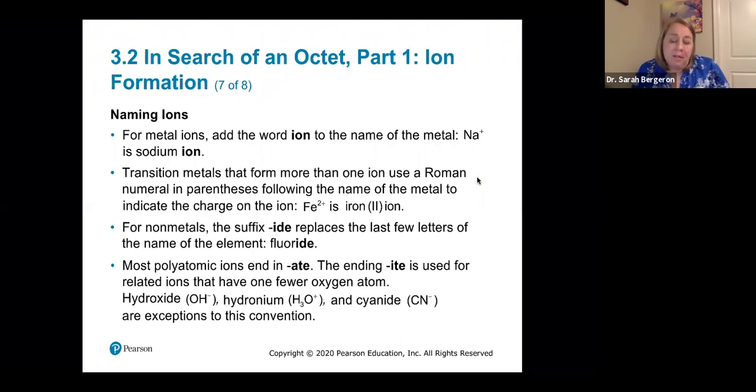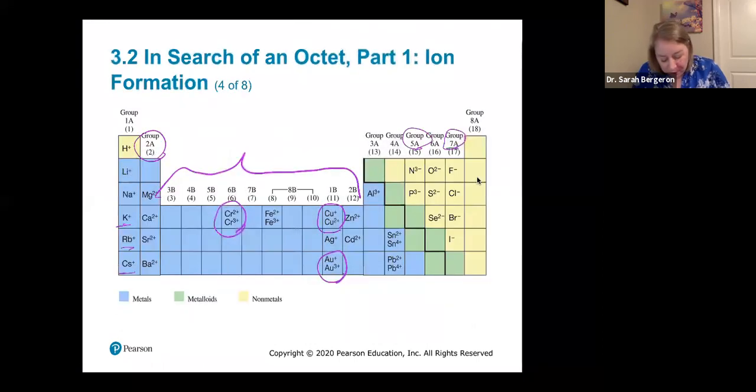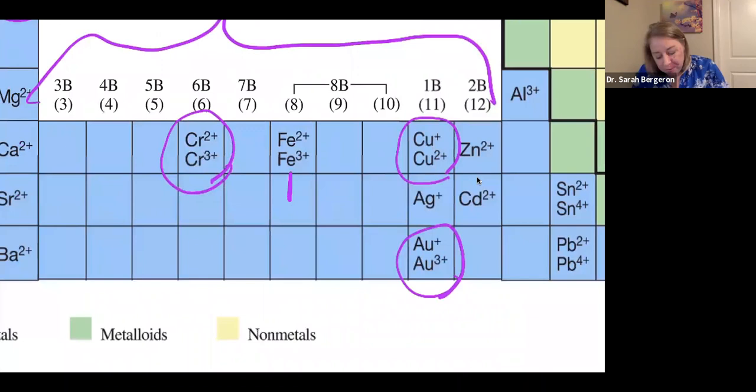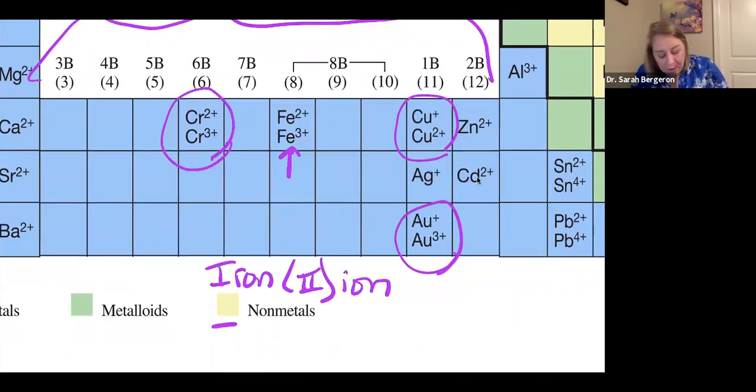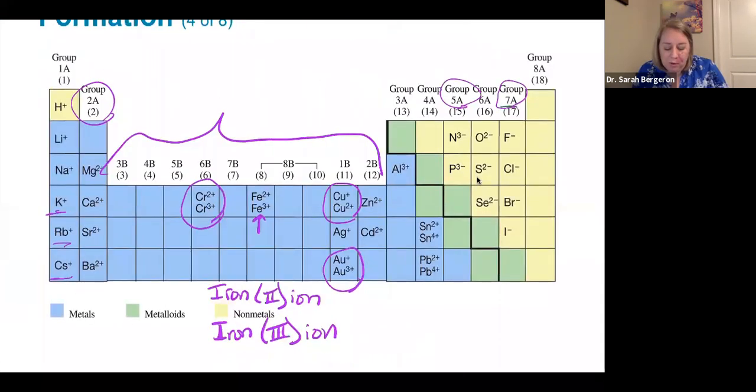Transition metals, we say the name of the atom, and then we use parentheses and Roman numerals to tell the charge. So for example, let's look at Fe, iron. It would be the iron 2 ion, or it would be the iron 3 ion. So it's those Roman numerals. So you do need to know your Roman numerals.